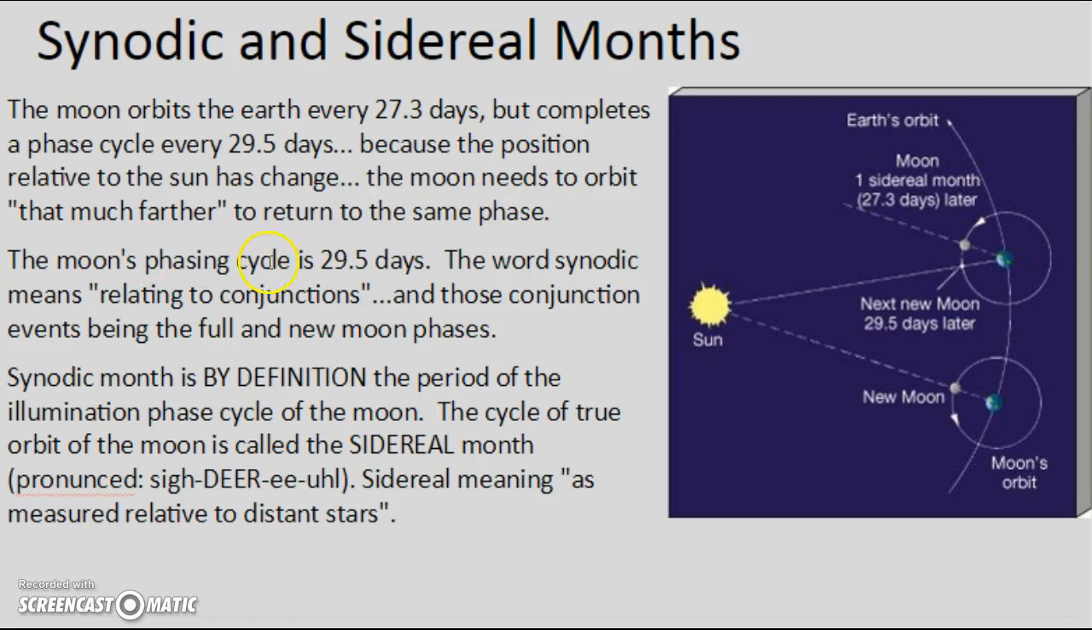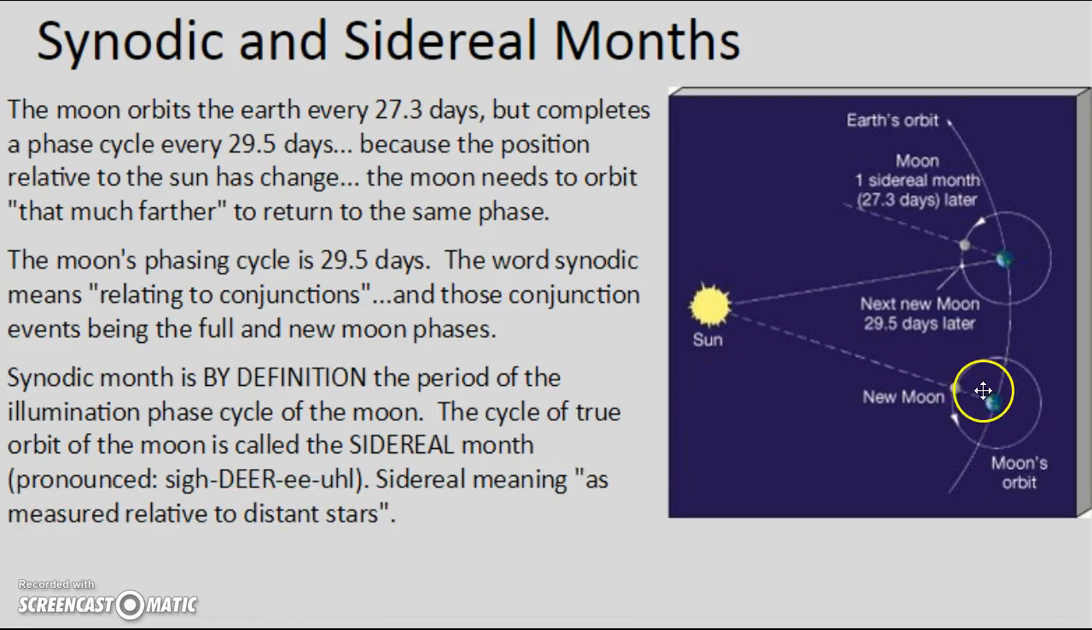So the moon's phasing cycle is 29.5 days. The word synodic means relative to conjunctions, those conjunction events being the full and the new moon phase, and that's what we've looked at up to this. So synodic month, by definition, is the period of the illumination phase of the phase cycle of the moon. The cycle of true orbit of the moon is called sidereal month, sidereal meaning as measured relative to distant stars.